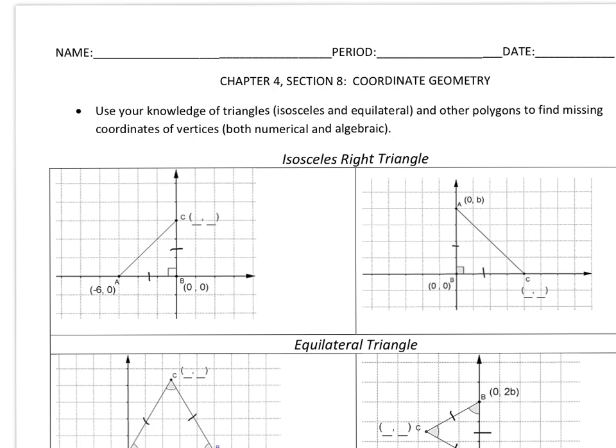And in this section, we are going to use our knowledge of triangles, both isosceles and equilateral, and also other polygons like squares and rectangles, to find missing coordinates of vertices. We're going to do examples that are numeric in nature, where some of the given coordinates are just pure numbers. And then we're going to step up the abstraction a little bit and look at coordinates that are variable in nature. So those examples are going to be purely algebraic.